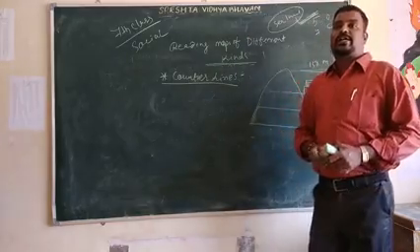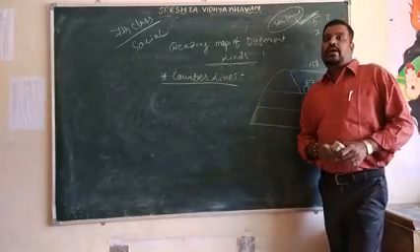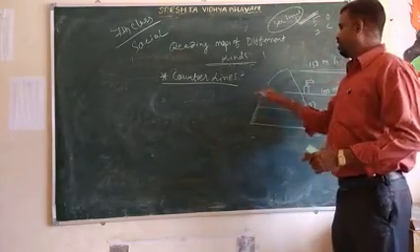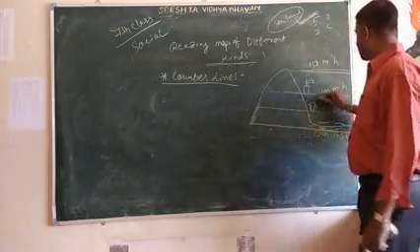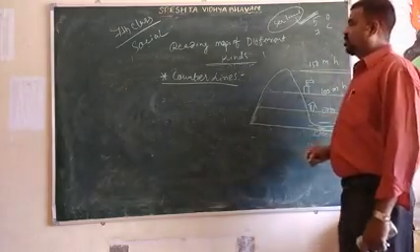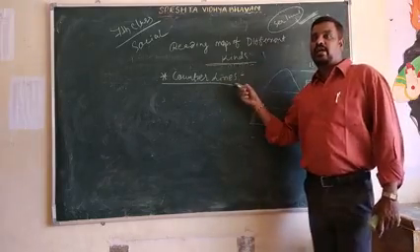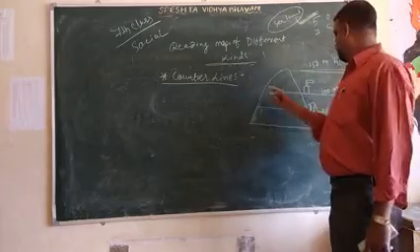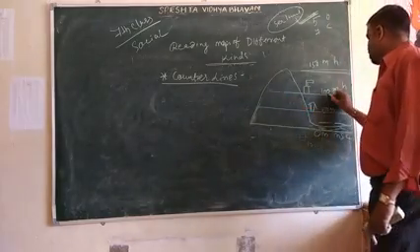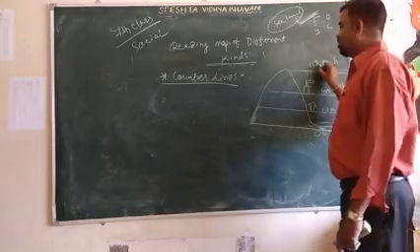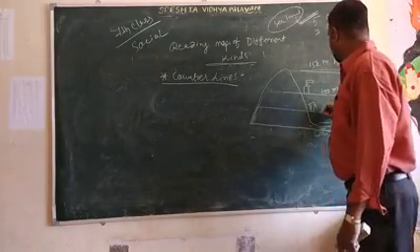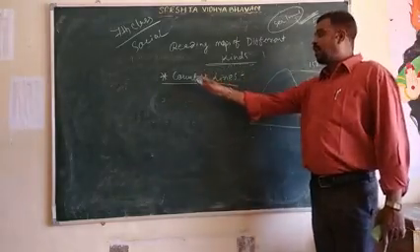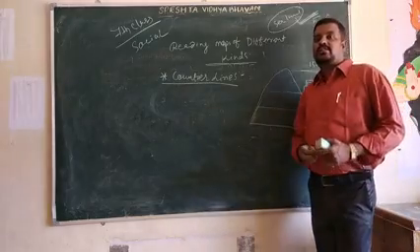Contour lines are usually drawn at fixed intervals of height, such as 50 meters, 100 meters, and 150 meters. In fixed intervals, we have to draw the contour lines.